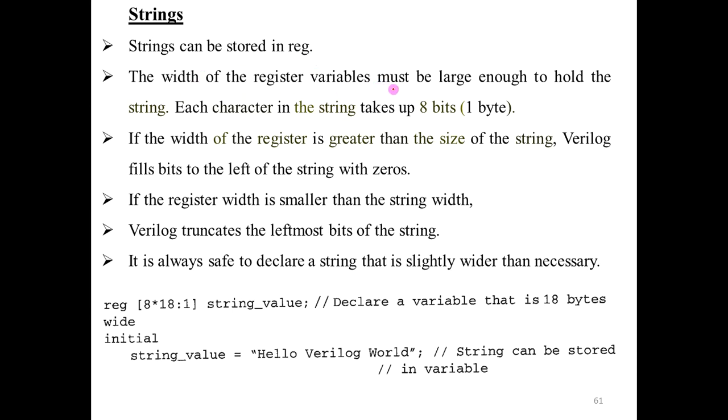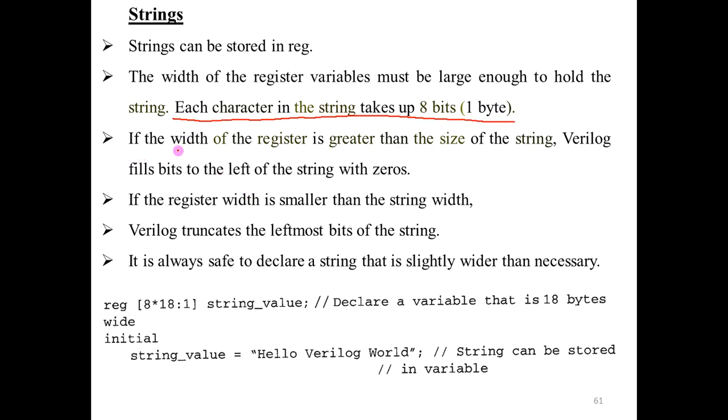The width of the register variable must be large enough to hold the string. Each character needs 8 bits, one byte, so you should have a large enough register to store the respective number of characters. If the width of the register is greater than the size of the string, Verilog fills the bits to the left of the string with zeros.